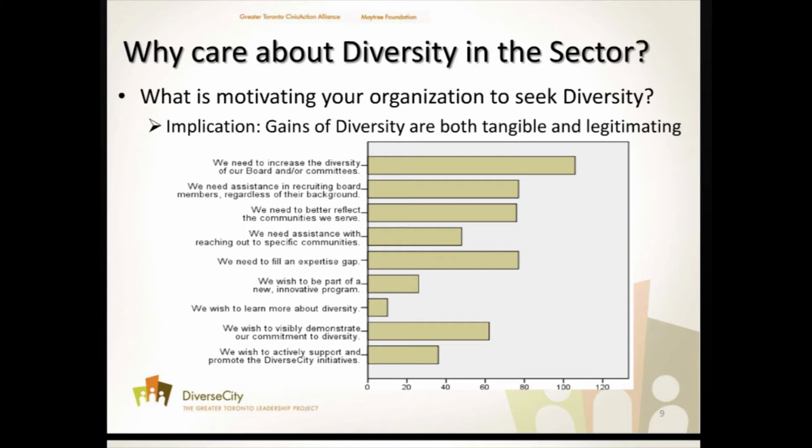And the board respondents recognize that. Things like, we feel a moral imperative to becoming more diverse. We think it's the right thing to do. We need assistance in recruiting. We need to reflect the communities we serve in a better way. We want to demonstrate a commitment to diversity. So we see these two things as being equally important and equally reflected in the way that respondents answered our survey. We see, again, the tangible business case ideas, but also the legitimacy seeking and the legitimating sets of motives as well.